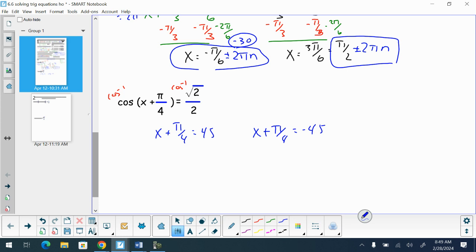Once again, we have degrees and we have radians here. You have to make a choice what you want to do. Do you want to try to solve everything in degrees and then convert it back into radians, or do you want to solve everything in radians and just be done? 45 degrees is pi over 4, and negative pi over 4.